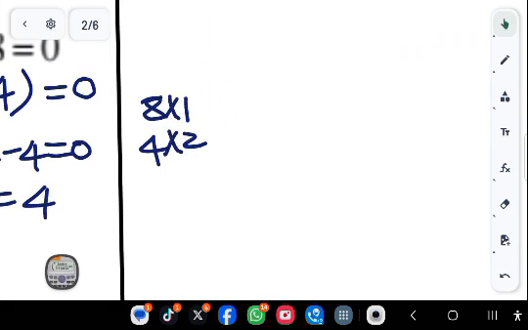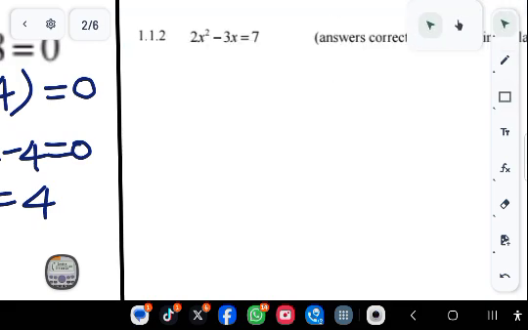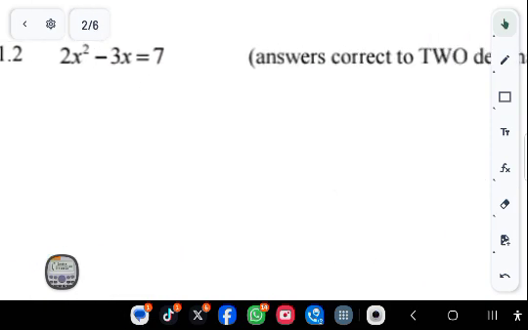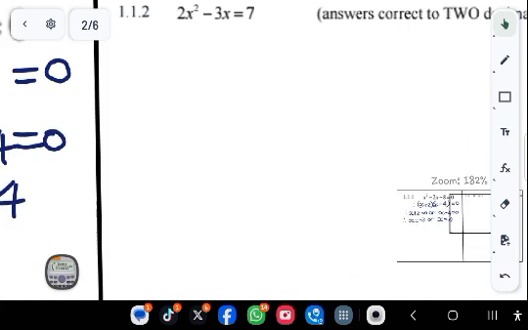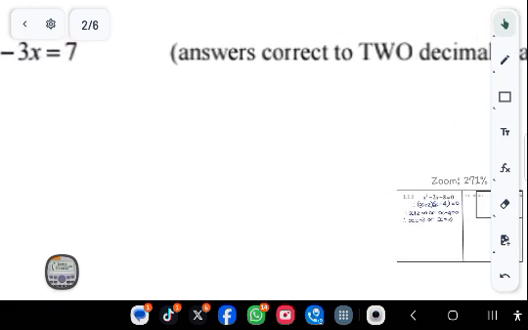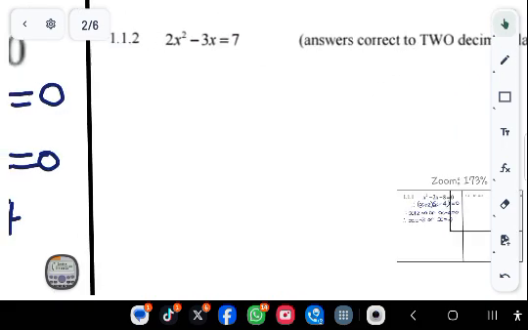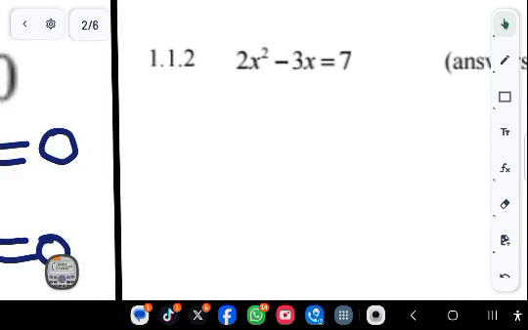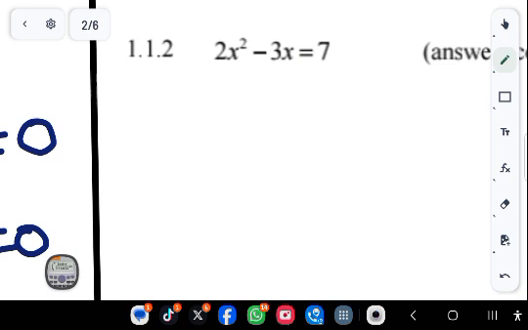Next question is 1.1.2, and 1.1.2 goes 2x squared minus 3x equals 7. Whenever they give you this question with the instruction in the bracket, answers correct to 2 decimal places, that means you will use the formula. That's your cue to use the formula.